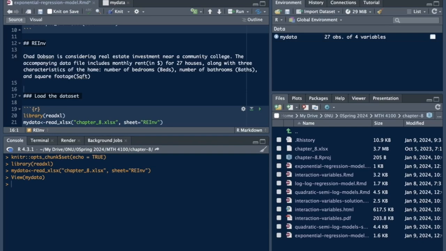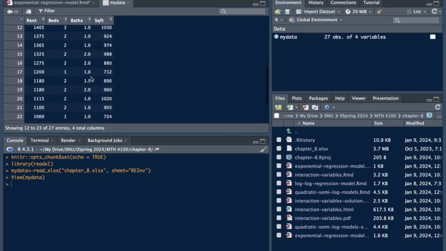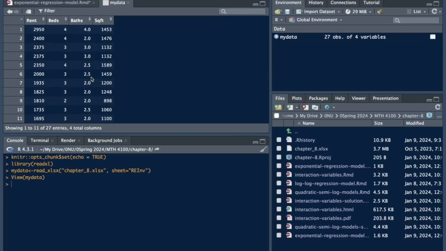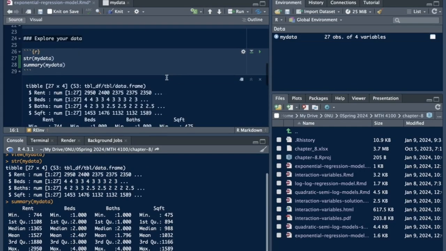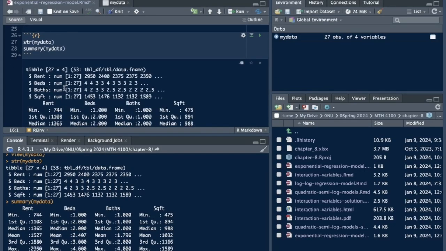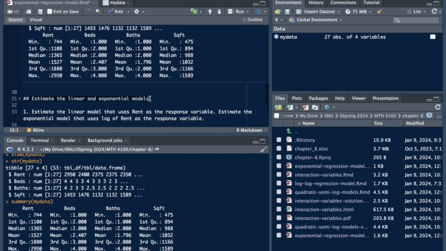So first we look at the data. We load it. We have 27 houses. These are the data: the rent, beds, baths, square foot. And it's a good idea to look at them. They are all numeric because we are doing regression. We make sure that all are numeric; even the ones that are categorical, we have to convert them to numbers. The minimum and maximum of the rent, number of beds from 1 to 4, baths from 1 to 4, square foot from this to this, and so on. So it makes sense, data is fine.